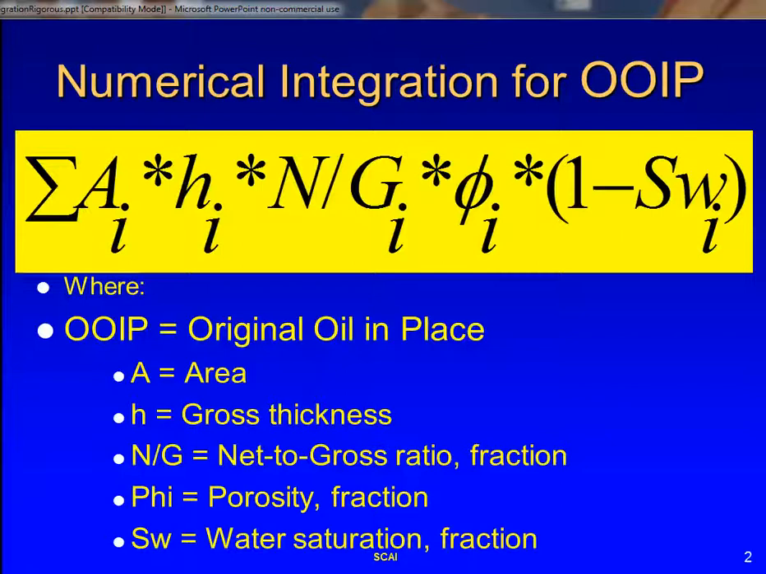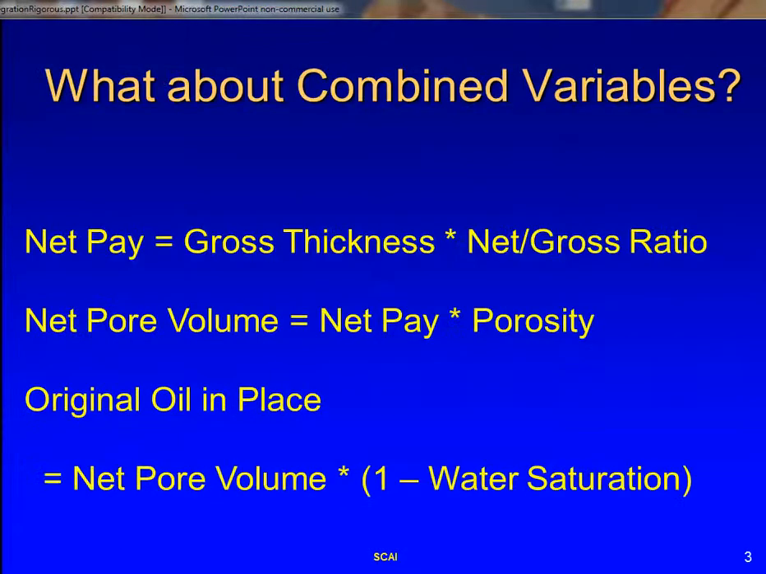Before computers, many engineers and geologists were using option 1 to simplify the process of integration. That is, they were contouring combined variables. What is a combined variable? Well, net pay is a combined variable. It's the product of gross thickness times net to gross ratio. Net pore volume is a combined variable. Original oil in place certainly is a combined variable because it is the product of a number of separate independent variables.